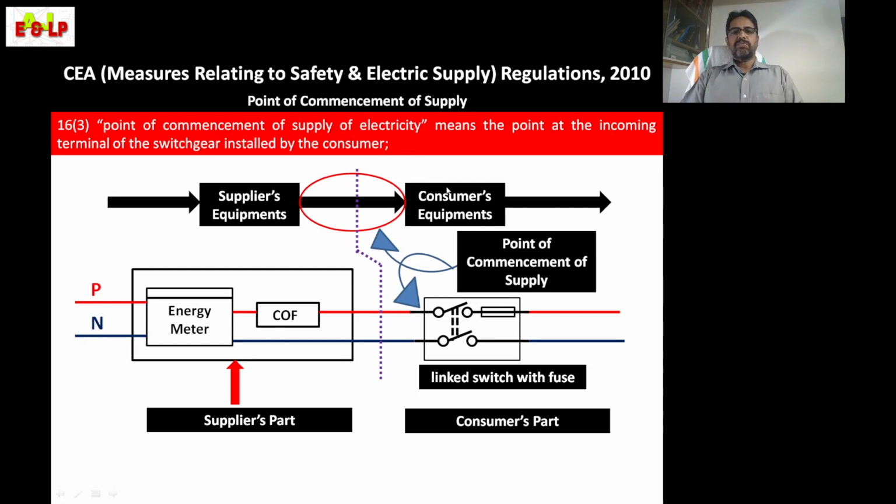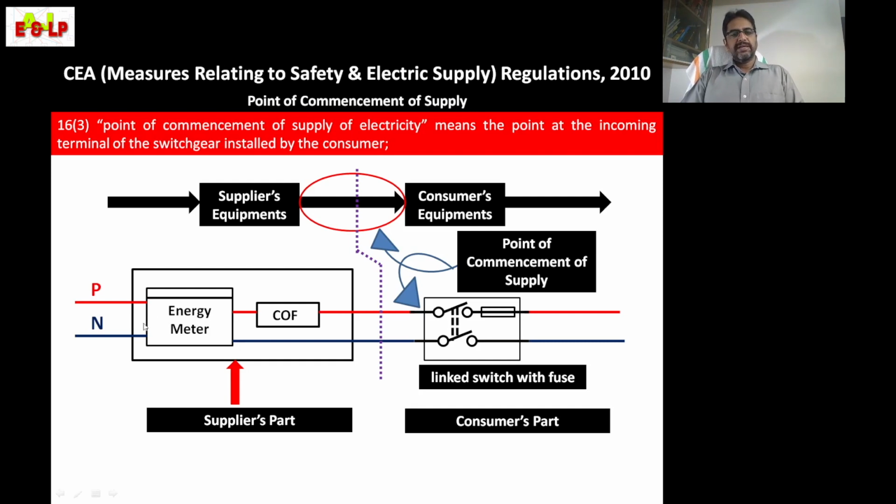The first one is point of commencement of supply. As per Regulation 16.3 of the Safety Regulations, the point of commencement of supply of electricity means the point at the incoming terminal of the switchgear installed by the consumer. Here you can see the supplier side and the other consumer side.